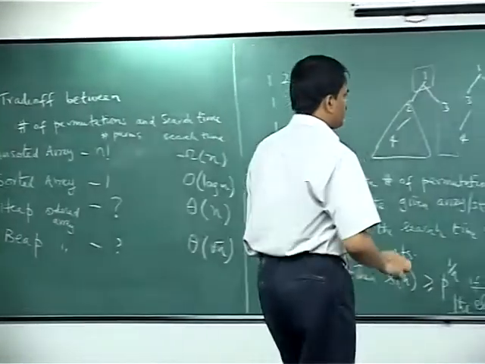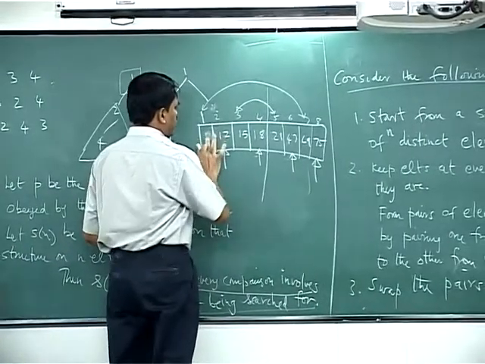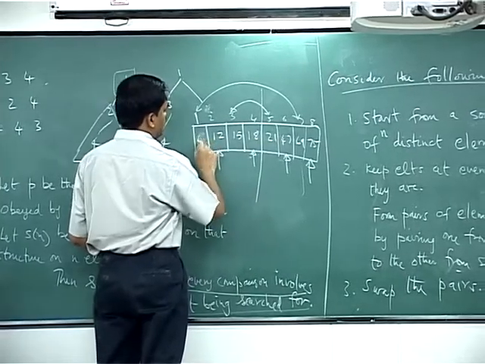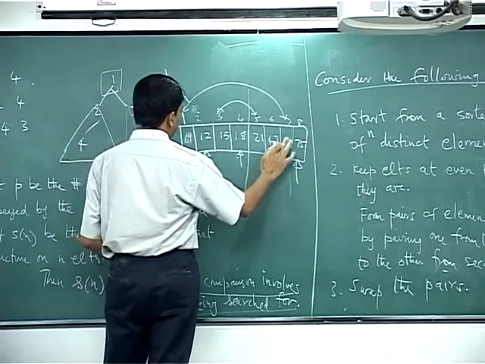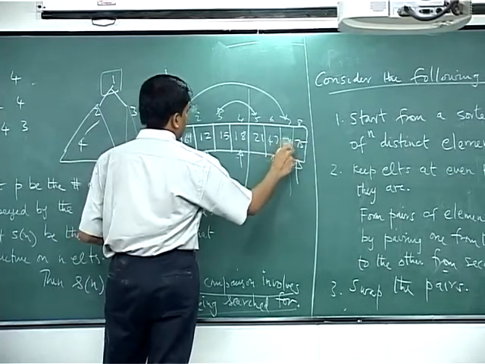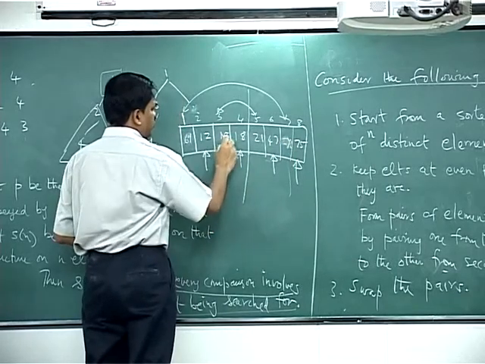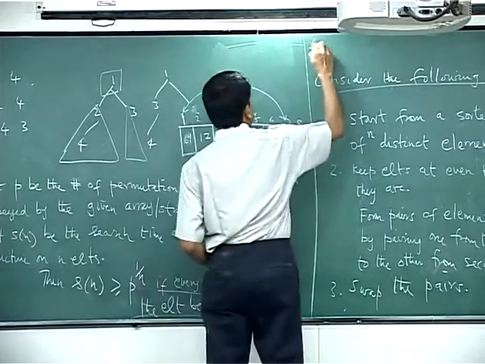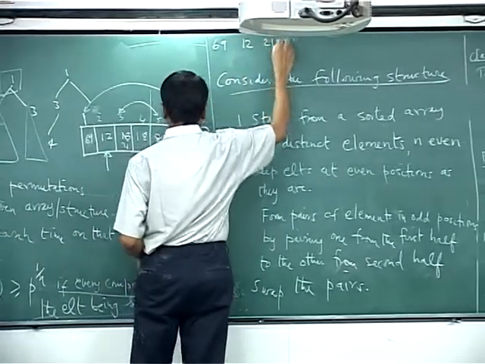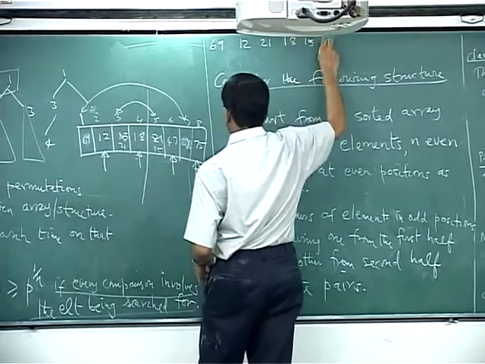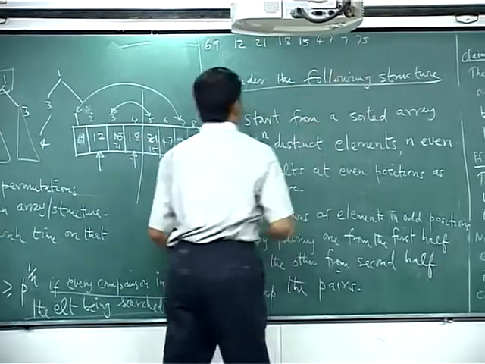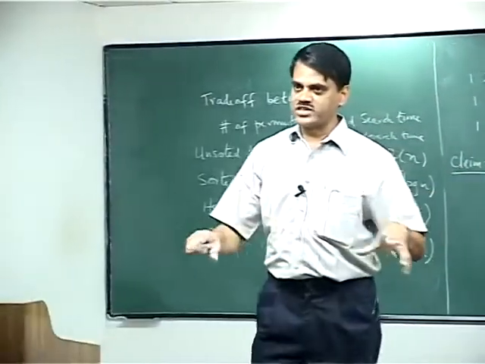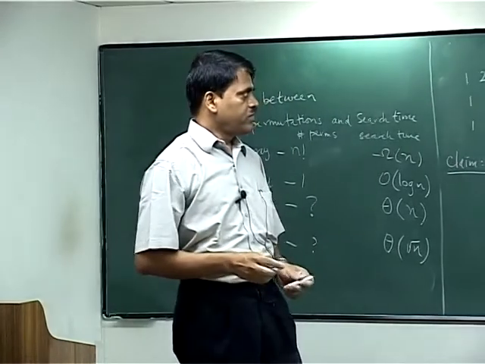So what do I mean by swap the pair? 69 goes here. What was there? 7. And 21 comes here, and 15. So now I give you a new array, which is 69, 12, 21, 18, 15, 47, 7, 75. This is not sorted, not a heap or anything. It just has a strange kind of structure.